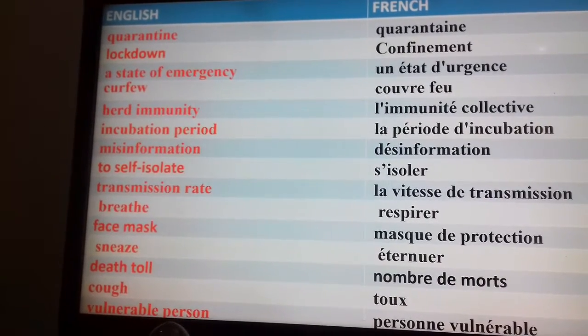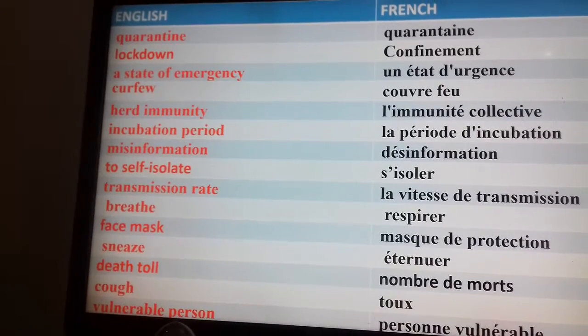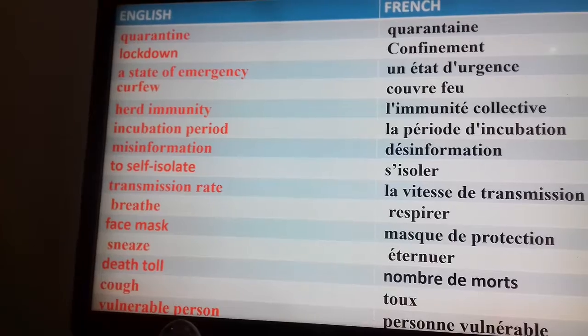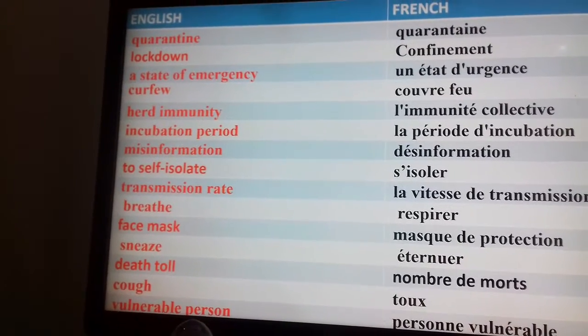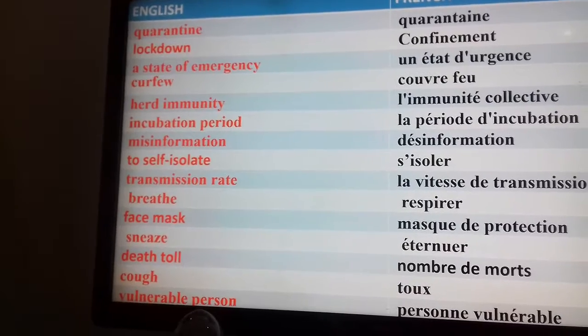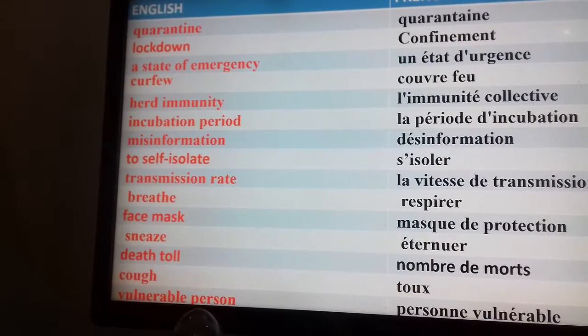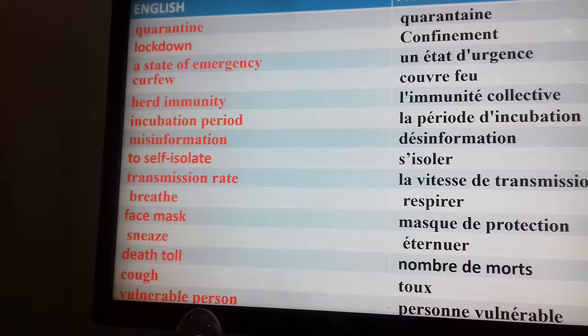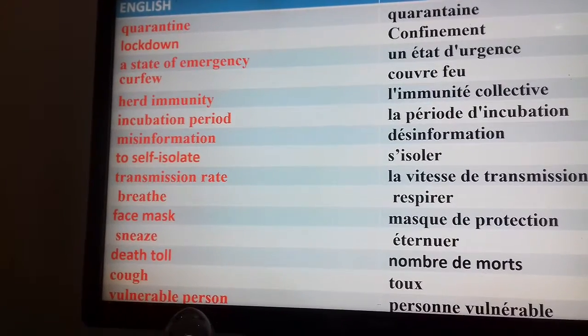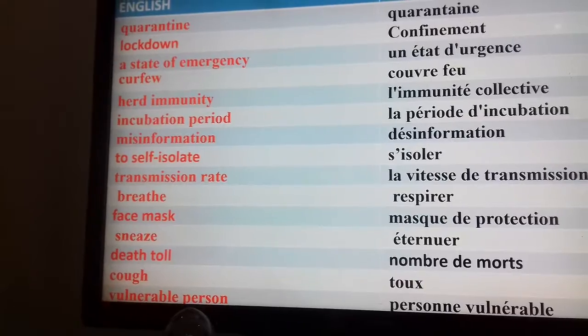Breathe, meaning to breathe in and breathe out. Face mask, sneeze. Death toll, the number of people who die from the disease. Cough. Vulnerable person, people who are vulnerable, and most of the time vulnerable persons are old people.